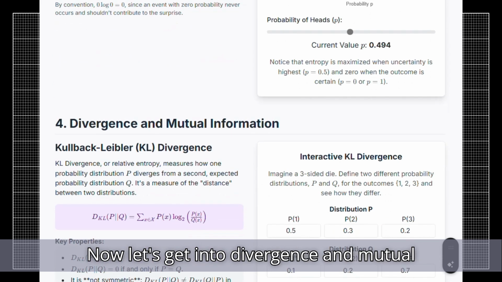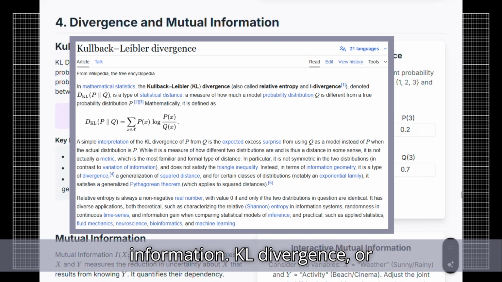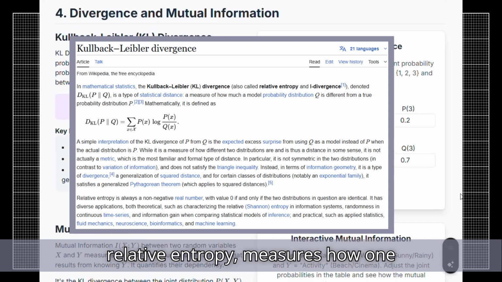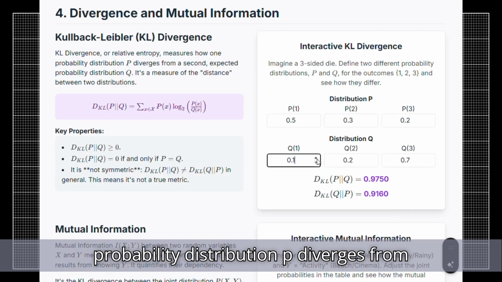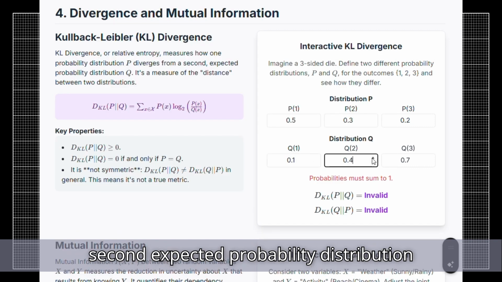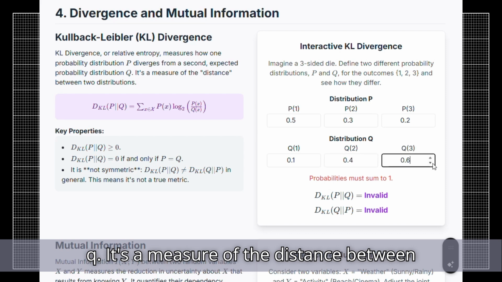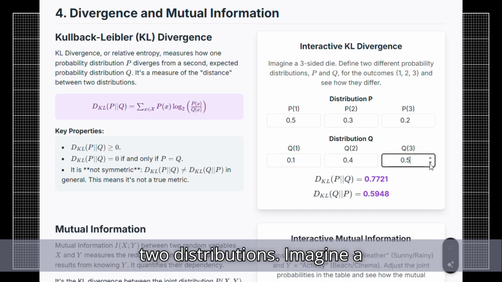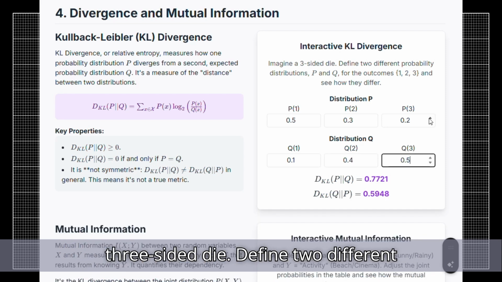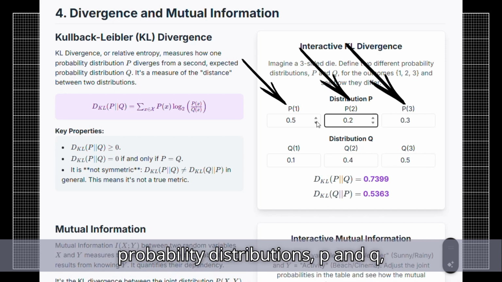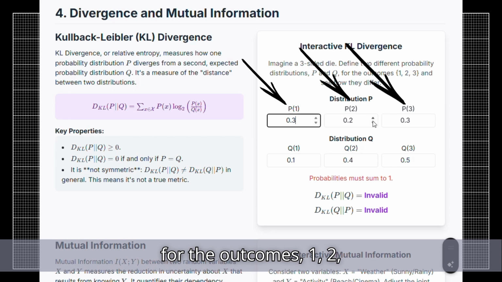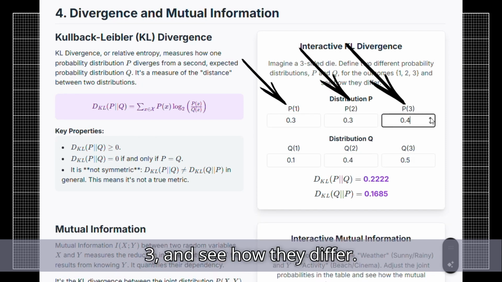Now let's get into divergence and mutual information. KL divergence, or relative entropy, measures how one probability distribution P diverges from a second expected probability distribution Q. It's a measure of the distance between two distributions. Imagine a three-sided die. Define two different probability distributions, P and Q, for the outcomes 1, 2, 3, and see how they differ.